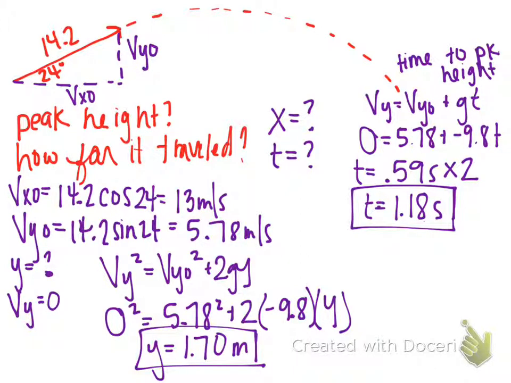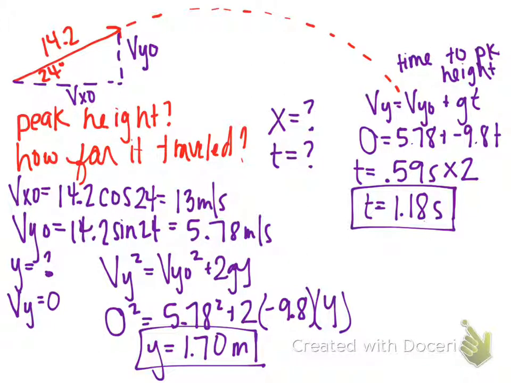We could have also used the equation y equals y sub o plus v sub yo t plus 1/2 g t squared and solved for time, because our final vertical position and our initial vertical position both would have been 0. We would have had to use the quadratic to solve for that, though. So this way is a little simpler since our motion is symmetric.